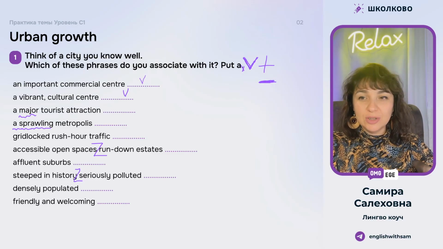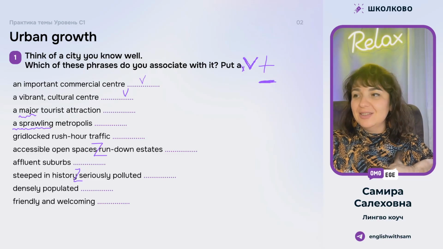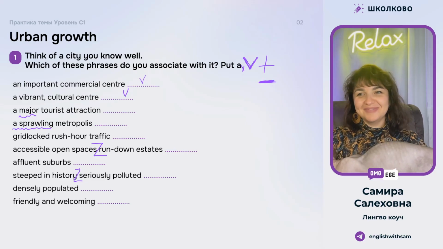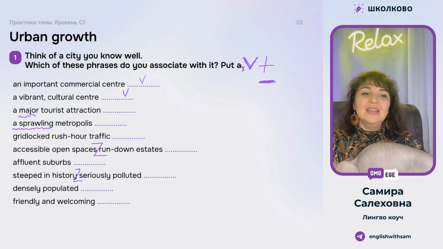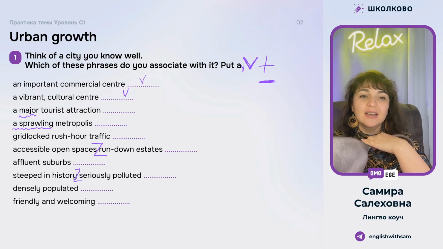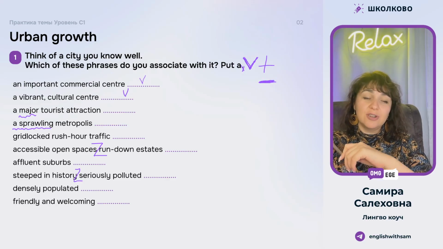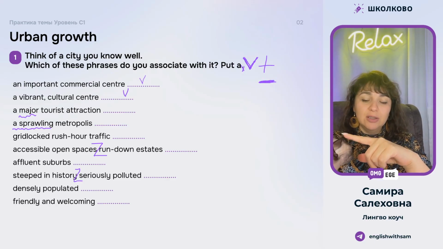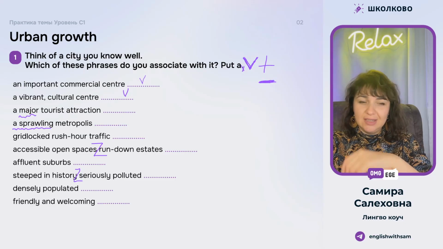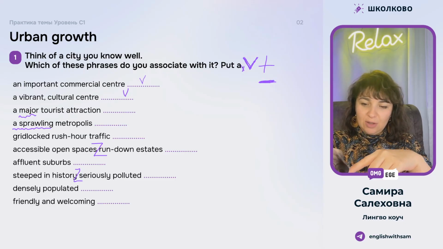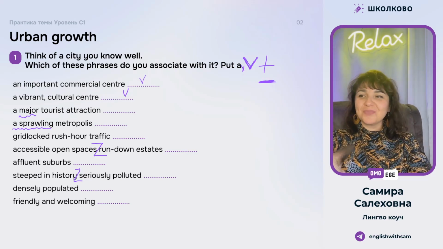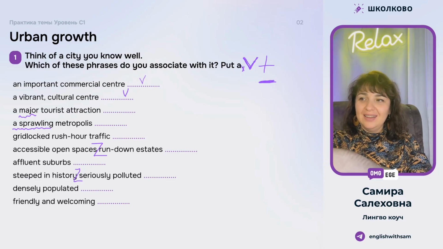Gridlocked rush hour traffic. Okay. Gridlocked rush hour traffic. So you can also say that you are kind of stuck, right? I'm stuck in a traffic jam, for example, in traffic. So gridlocked, or stuck. Accessible open spaces. Ну все, Леня нам пришел атмосферу расслаблять, не учебную делать. Ага, окей.